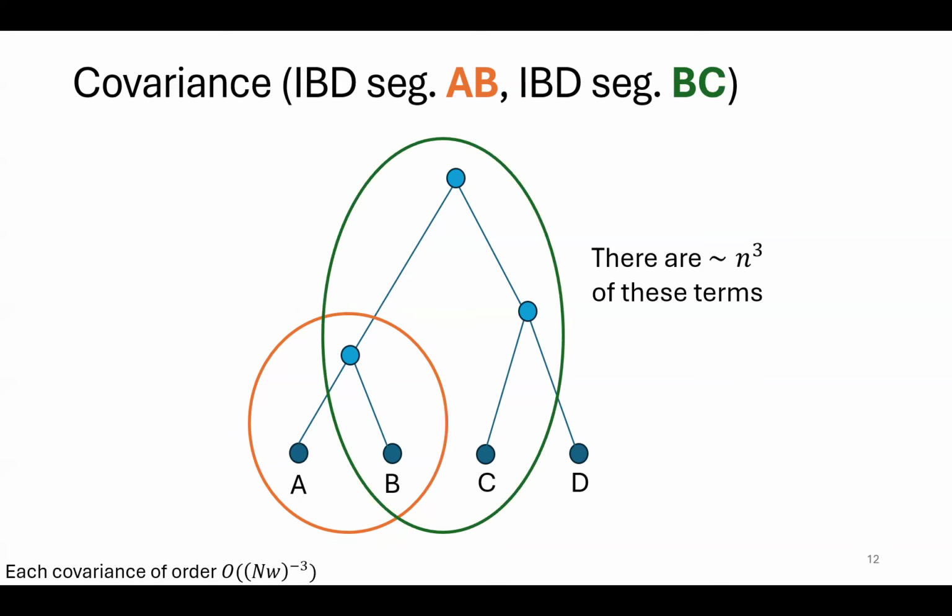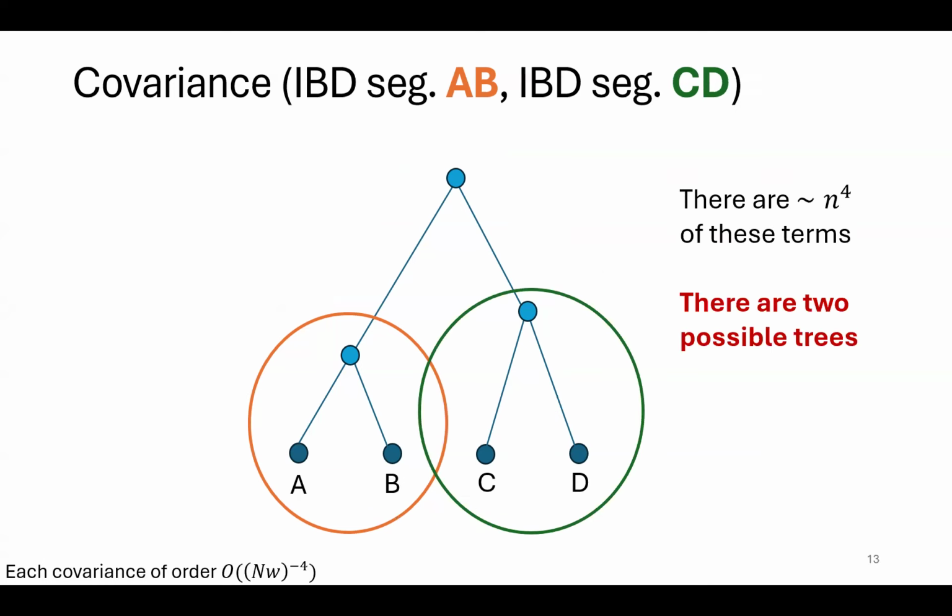Now we're considering the second covariance type. So we've got the IBD segment indicator AB with the IBD segment indicator BC. I've changed this green oval such that it now contains the connection between the current samples B and C. And we'll note when we look at the intersection between the orange circle and the green circle, there is a common branch length, and there's also a common sample. There are going to be approximately n cubed of these covariance type terms, and each will be of the order big O of NW to the -3.